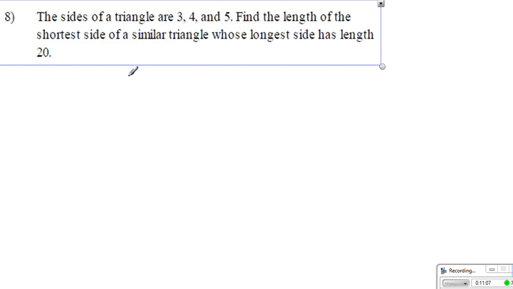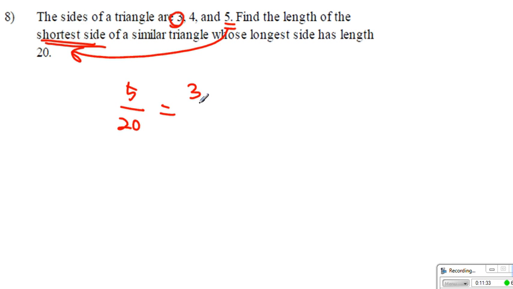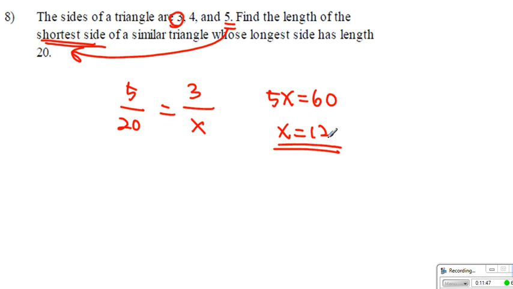Alright, number 8. Sides of the triangle is 3, 4, 5. Find the length of the shortest side of the similar triangle. We are looking for the shortest side. That means we are looking for something corresponding to 3, while the longest side has length of 20. So 5 is compared to 20. That means while 5 is compared to 20, what's happening with the line segment that is shortest, which corresponds to 3. So when we cross multiply, then we get to realize 5x equals 60. Therefore, x must be equal to 12. And therefore, 12 becomes our answer.